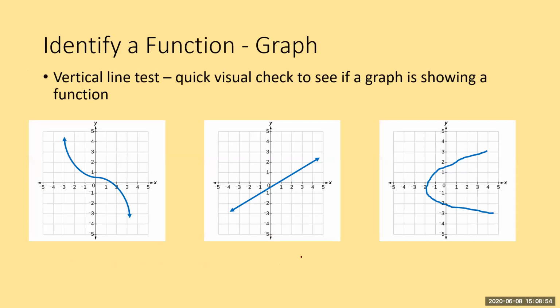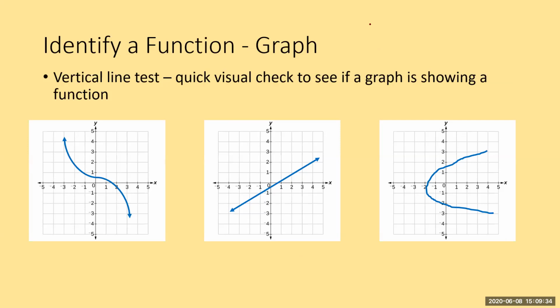So we just got some practice with identifying functions when they're represented numerically as tables or lists. Now we're going to get some practice with identifying functions that are represented graphically, so represented visually or as a picture. And the way that we do that is with something called the vertical line test. The vertical line test is a quick visual check to see if a graph is showing a function or not. And the vertical line test, we didn't just pick vertical lines for no reason. There is a reason, and it all comes back to the definition of a function, right?